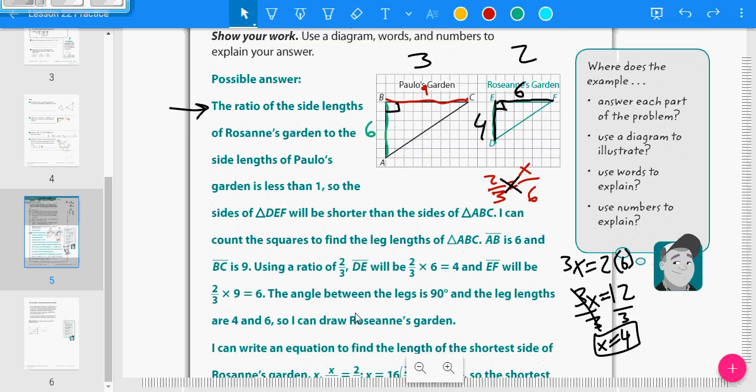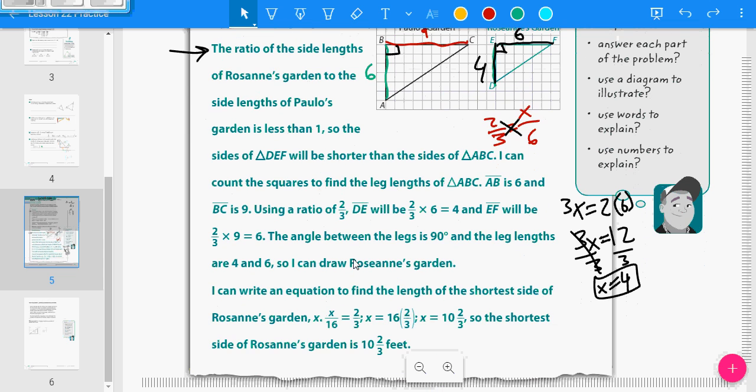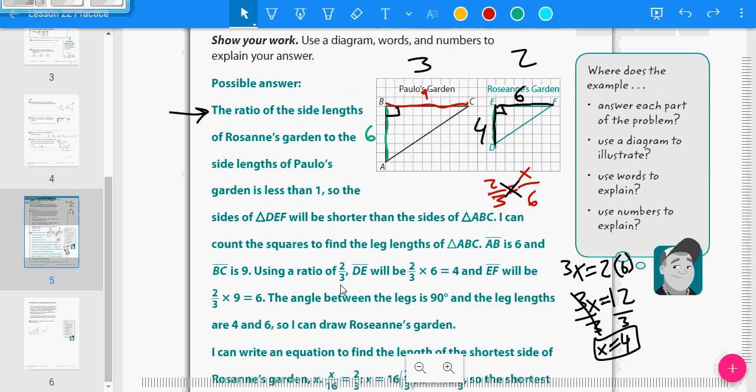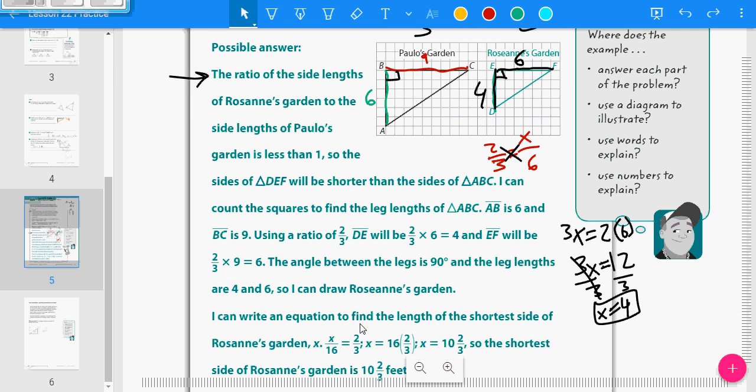So let's go down to the bottom here. It says I can write an equation to find the length of the shortest side of Roseanne's garden, so that, what did it say in the original example? So that the shortest side of Paulo's garden is 16. Okay, so we can do the same thing we did before, really two different ways.